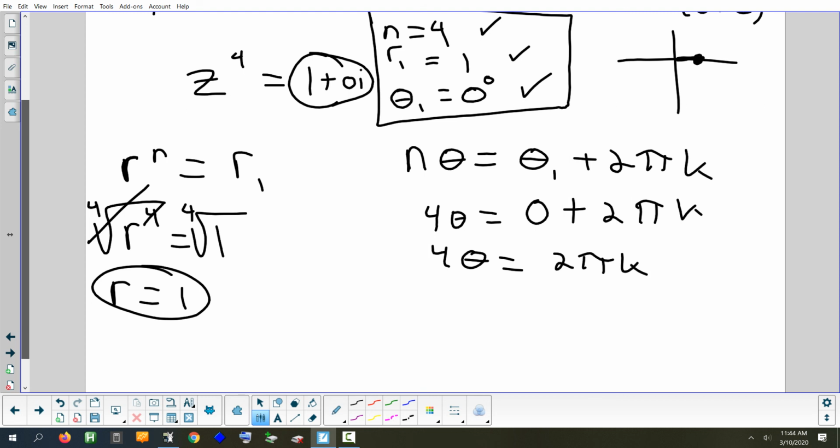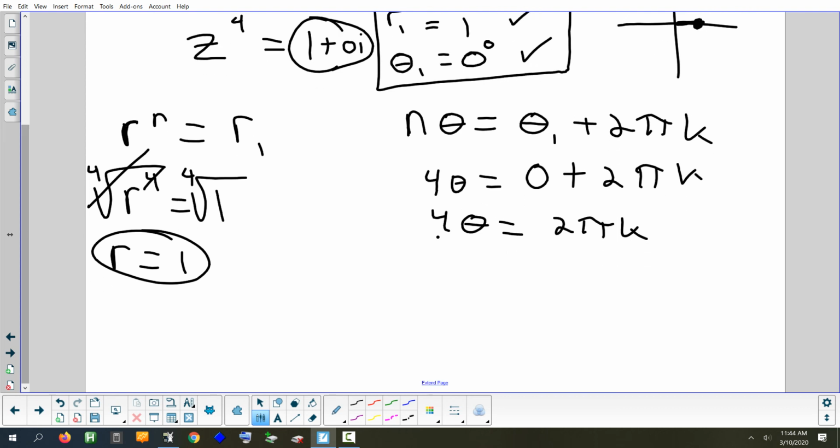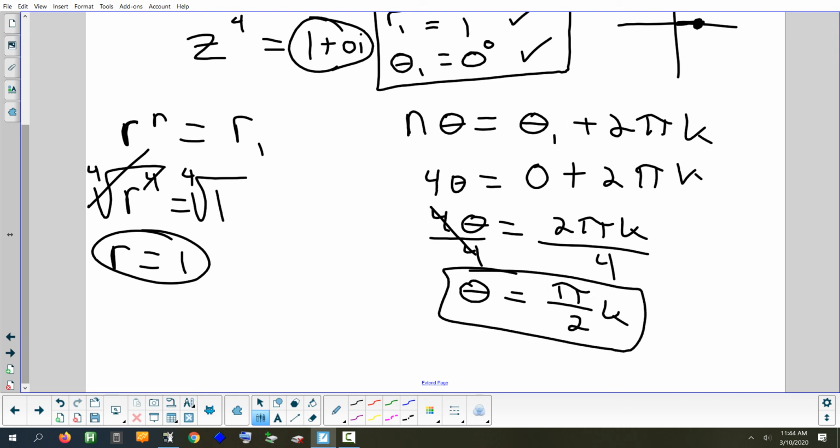And now get theta by itself. Kaya, how would I get theta by itself? Divide both sides by 4. And the answers to this problem, we can reduce that. Answers are going to be of the form pi over 2 times k. Now, how many answers are we looking for?